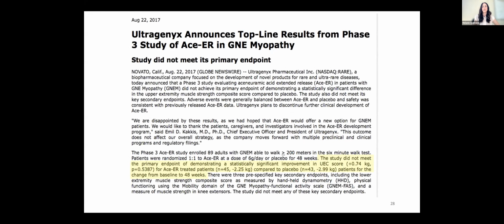But as you can see, given the information that we had from the natural history study, we predicted that this endpoint in a study of, say, 80 individuals, they enrolled 89, would be very underpowered to show a benefit, even in a treatment that would slow disease by about 50%. And it was announced that the study did in fact not meet its primary endpoint.